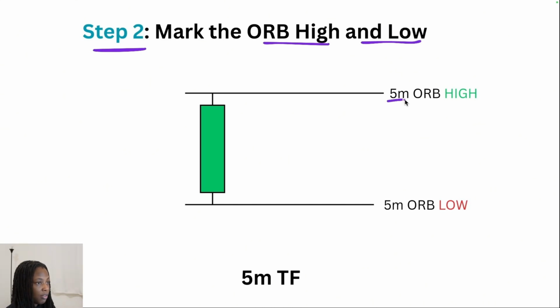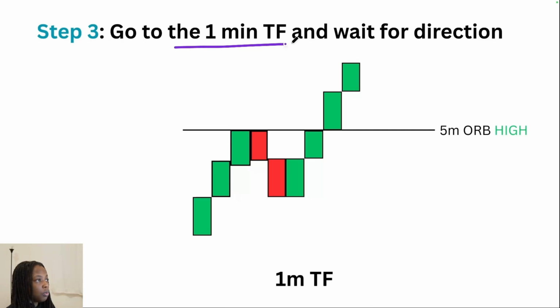So you wait for that candle to finish forming. The candle forms, you mark out the high and the low. It doesn't matter if you have the wick there, you mark it high and low. Once you've done that, you want to go to the 1-minute time frame and you wait for direction. In this case, the market broke to the upside.